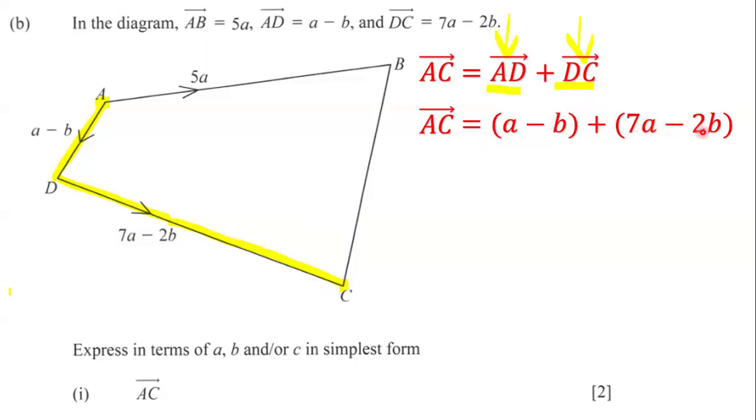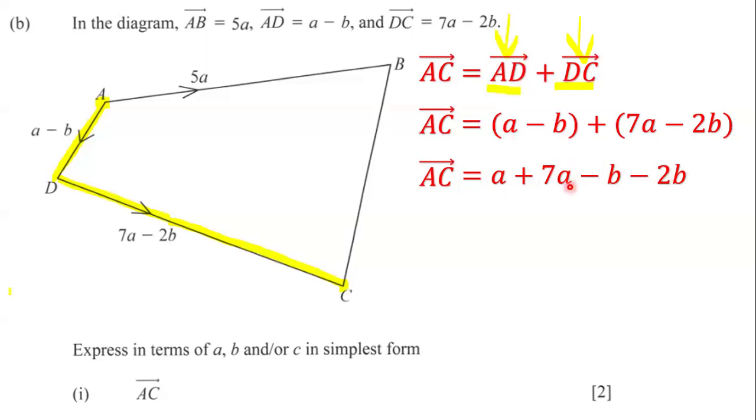Now what we have to do is group our like terms. So we have a plus 7a, and then we have negative b minus 2b. And so that's what AC is. AC is going to be a plus 7a, that's what we have here, and then negative b minus 2b.